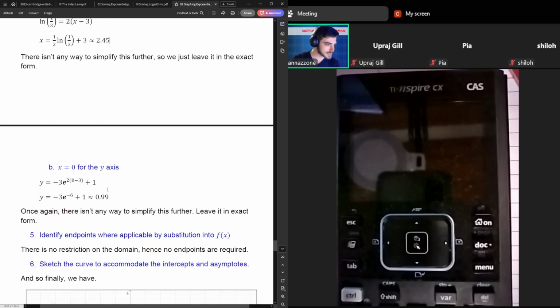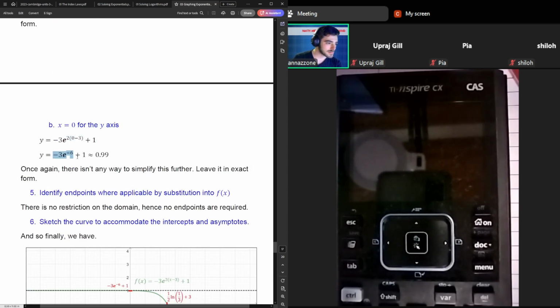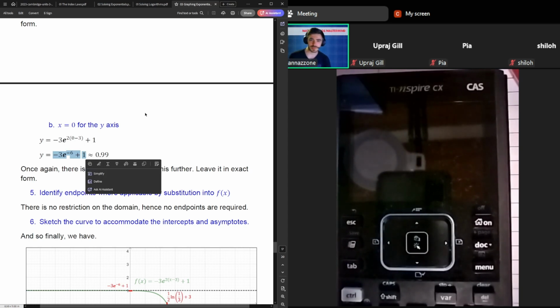Okay, that's that. Y-axis intercept, x equals 0. Again, it's about as simple as it appears. You replace x with 0, and in a single line, you can't really do a whole lot different.